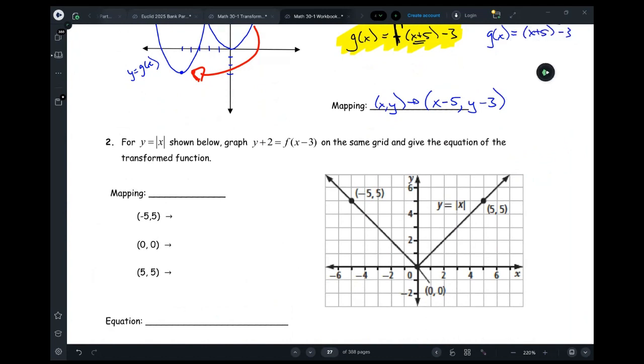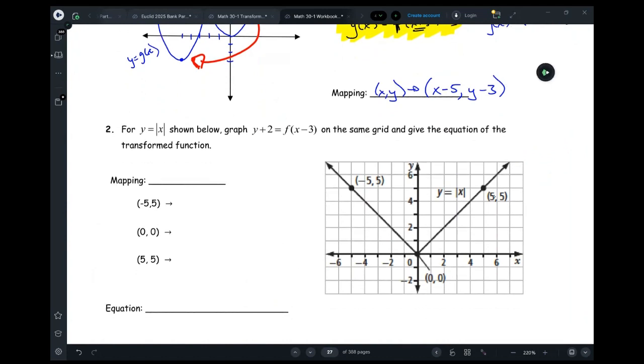Y is the absolute value of x. And we've got y plus 2 equals f of x minus 3. And we're going to graph this on the same grid here. Now, what has happened? Well, I replaced y with y plus 2, and I clearly replaced x with x minus 3. Normally, I wouldn't write it like that. Normally, what I would then do is bring that 2 over so that my mapping is consistent.